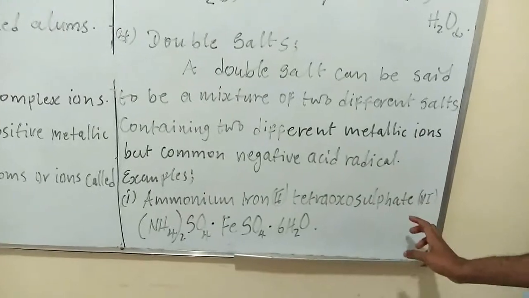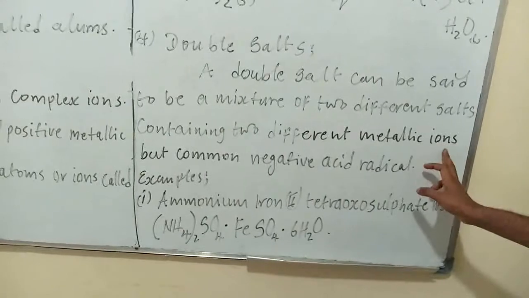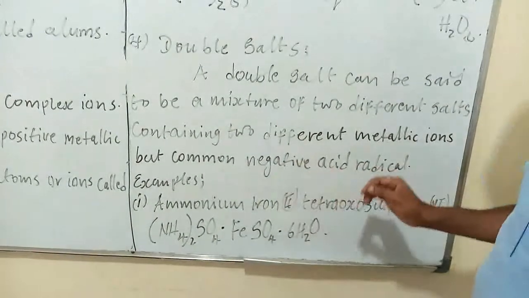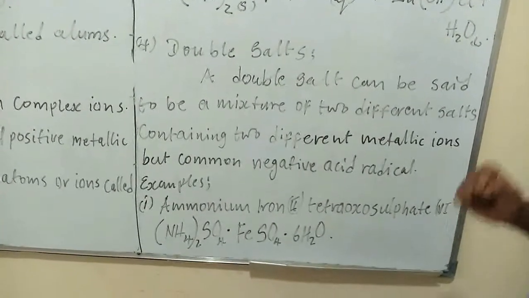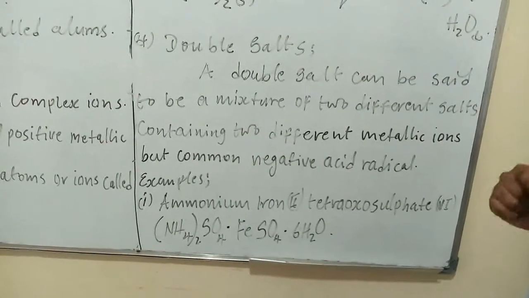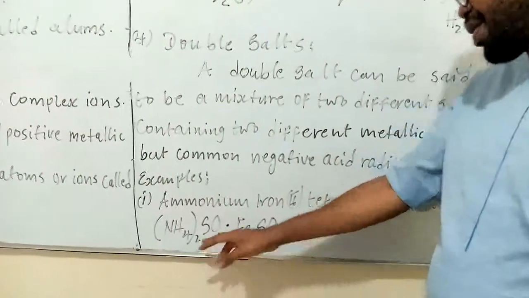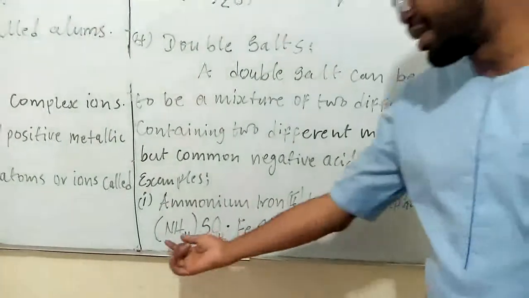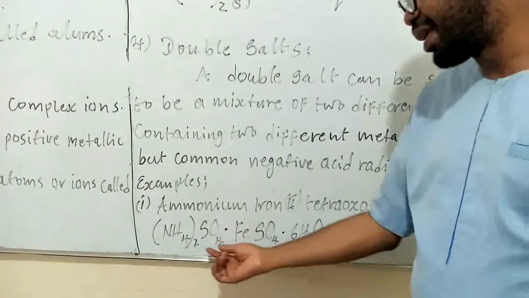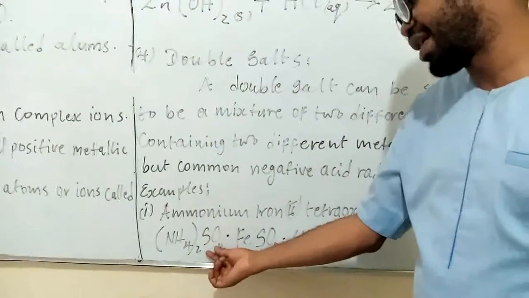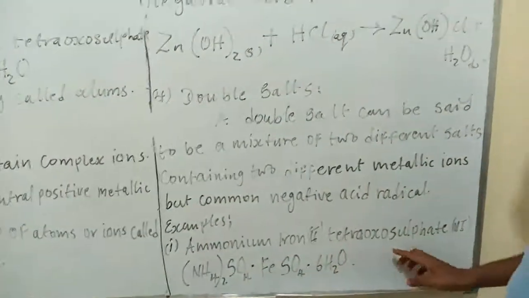And a double salt has its own property. It contains two different metallic ions and a common negative acid radical. And the common negative acid radical ion is what we've seen here, SO4. You see it? This is the ammonium ion, this is iron. And the common negative radical is SO4, which is this. So that's why it's ammonium iron(II) tetraoxosulfate(VI).